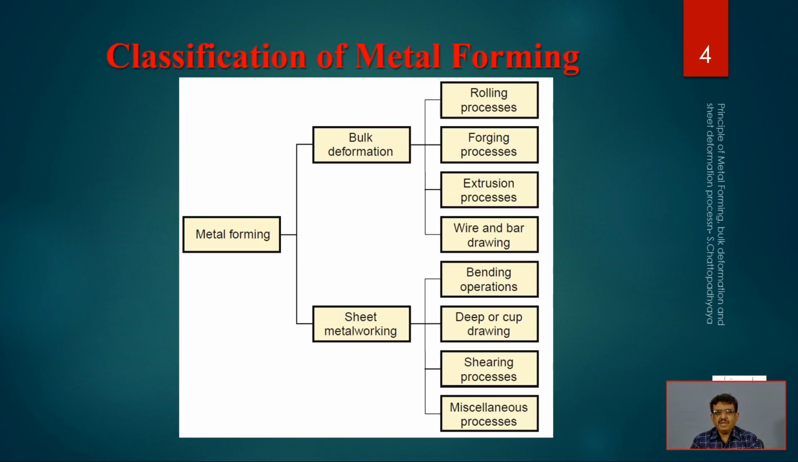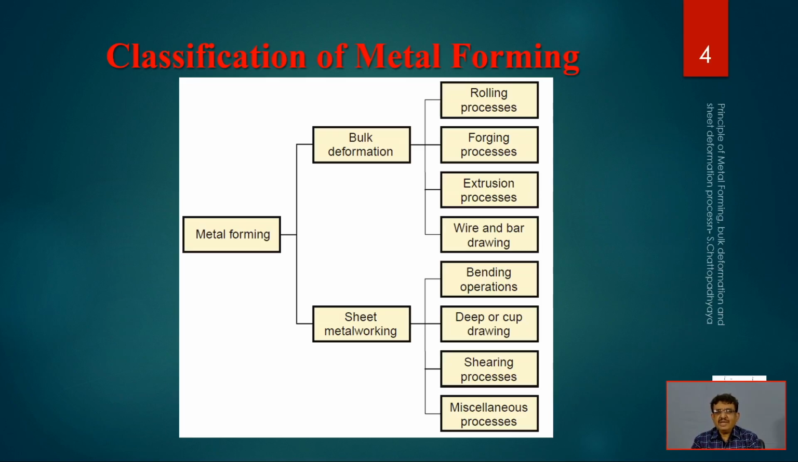Bulk deformation means the surface to volume ratio should be small. Surface is less, volume is more, so that is bulky. And the next one is sheet metal, where surface is more, volume is less. That will be under the subdivision of sheet metal working. And this bulk deformation process is mainly divided into four very popular processes.